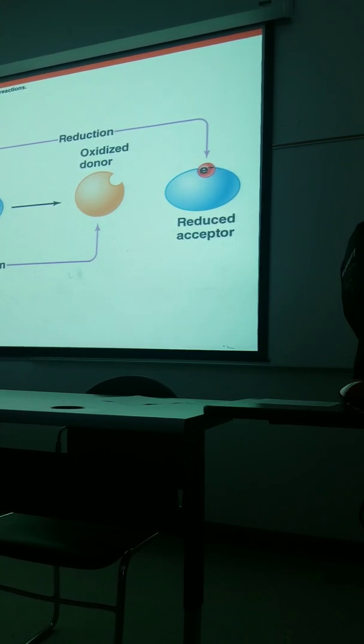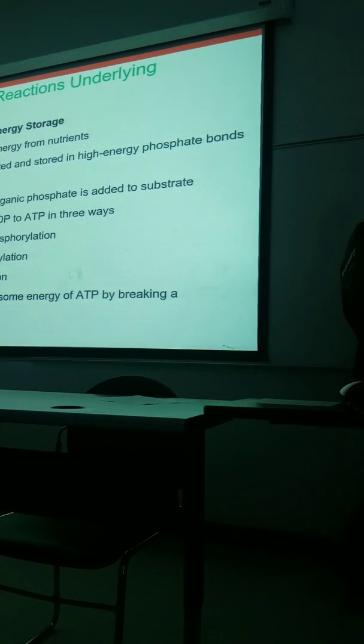Which one? The electron acceptor? The donor is the reducing agent, because it's actually reducing the other. So this has reducing power. It's going to reduce this thing right here. Good. All right. What's ATP?